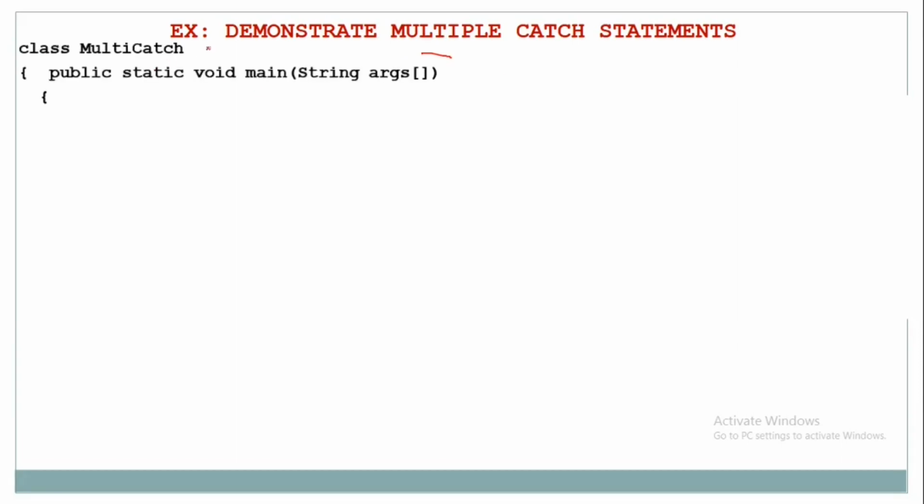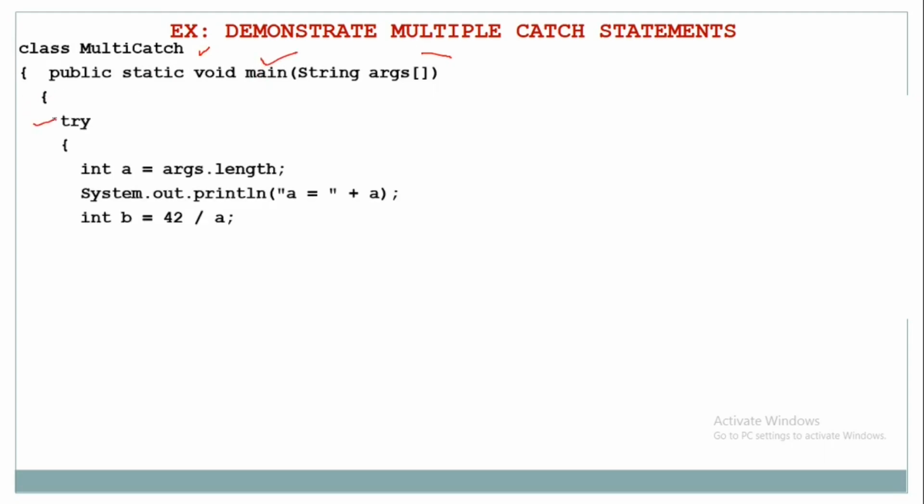Now let us learn a program that demonstrates multiple catch statements in Java. We have a class multicatch where the main method resides. Now we have a try block where we have a small piece of code in it. Int a is equal to args.length. Here args is an abbreviation for arguments. The value of a depends upon the number of arguments passed through the command line. If no arguments are passed in the command line, then the value of a will be 0, and if one argument is passed, then the value of a will be 1.